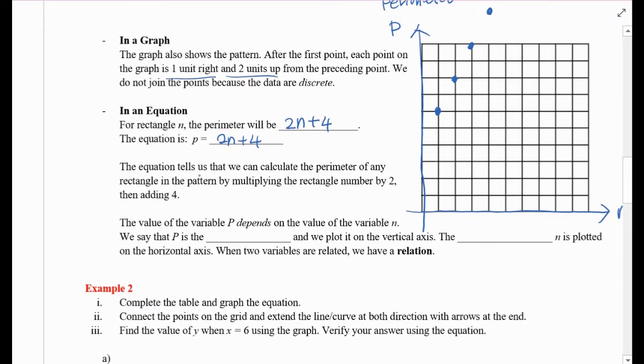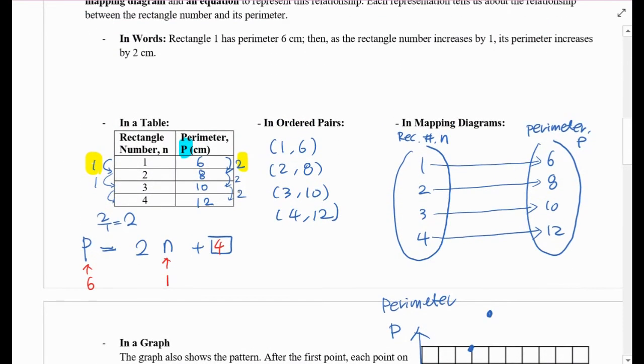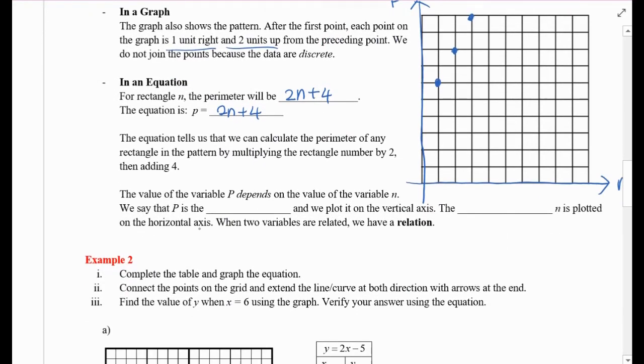The equation tells us that we can calculate the perimeter of any rectangle in the pattern by multiplying the rectangle number by 2 and adding 4. So the value of the variable P depends on the rectangle number. Depending on the rectangle number, the perimeter changes. So P is the dependent variable.